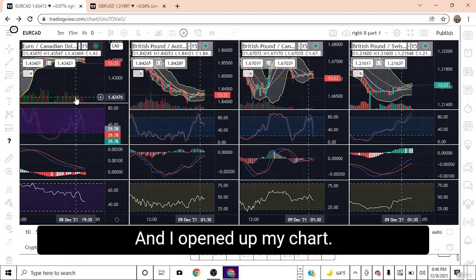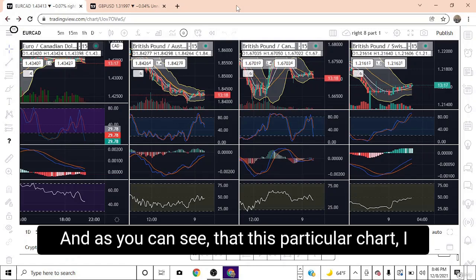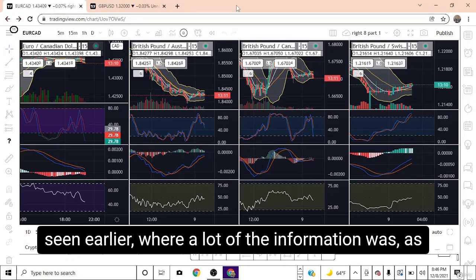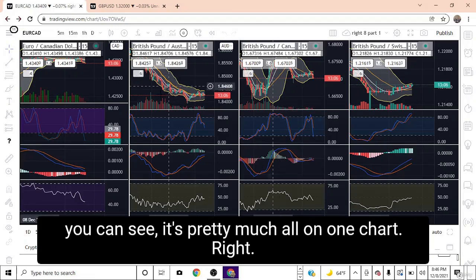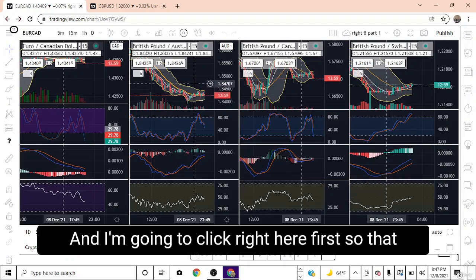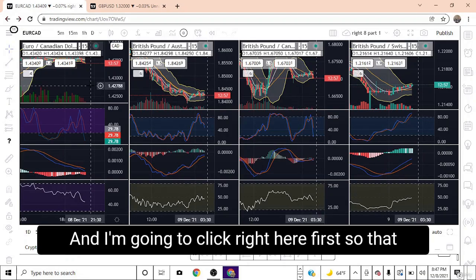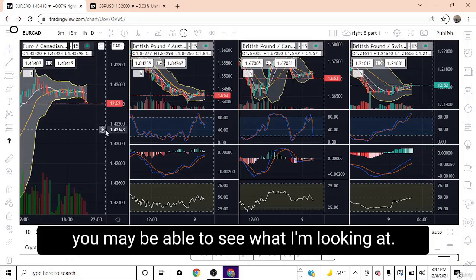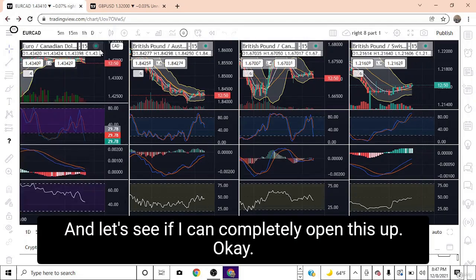And I opened up my chart, and as you can see, this particular chart, I just want you to get examples prior to what we seen earlier, where a lot of the information was, as you can see, pretty much all on one chart, right? And I'm going to click right here first so that you may be able to see what I'm looking at. And let's see if I can completely open this up.